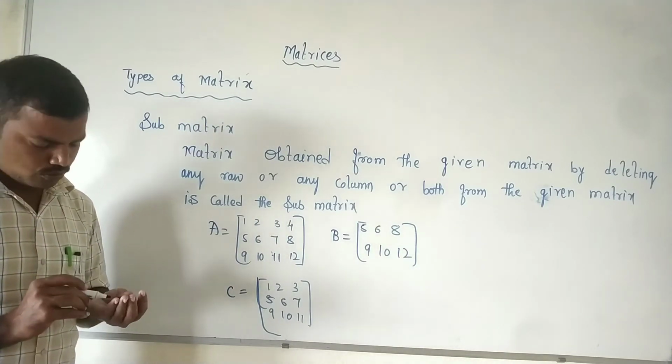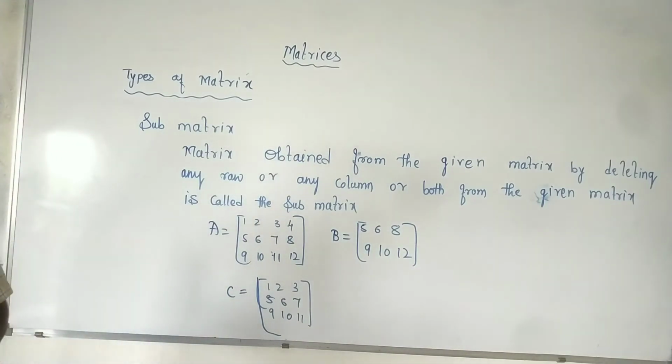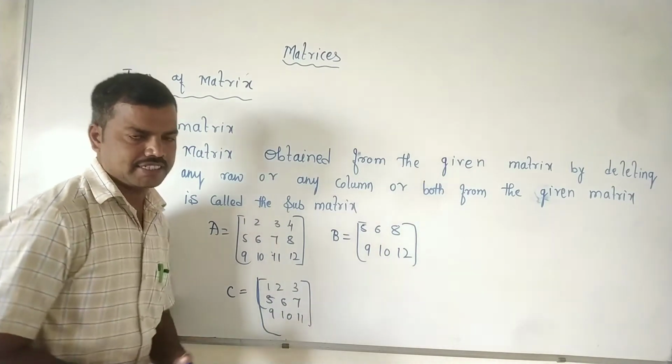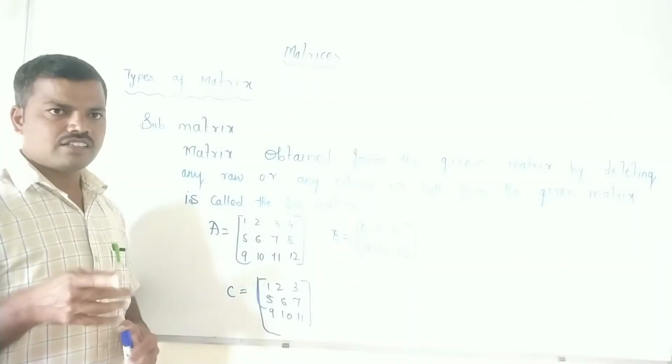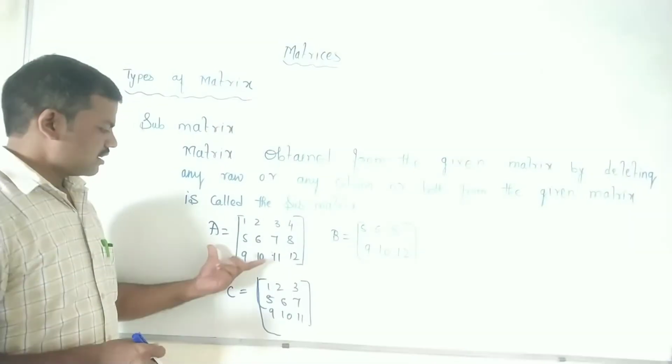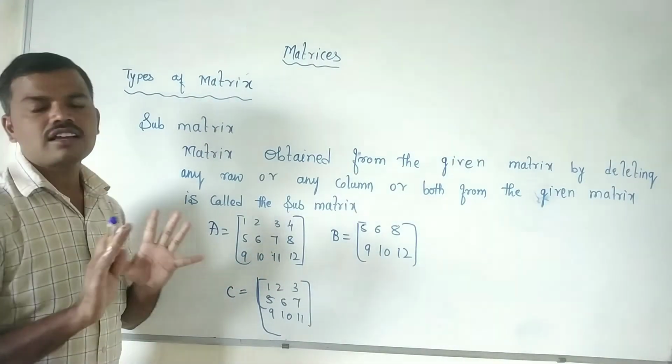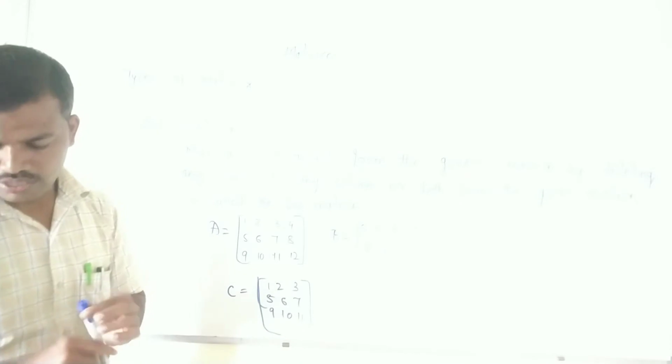Next, you have to note that A itself is also a submatrix. We have an idea about subsets, and there, a set itself is a subset. So A itself is a submatrix, that you have to remember.